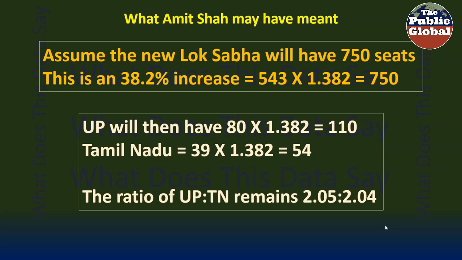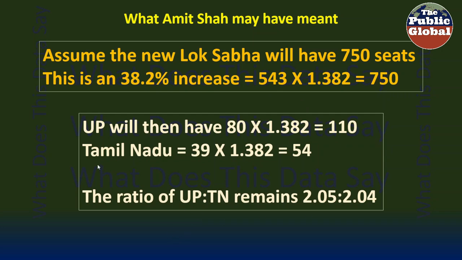So it's quite clear that determining the number of seats in Lok Sabha after 2026, it's not possible to base it on the population. Therefore, it's going to be a political decision. And that's what the southern states are really afraid of. Now, let's try to work out what Amit Shah could have meant when he said the seats will be increased on pro rata basis. I assume that the Lok Sabha after 2026 will have 750 seats, which means this is a 38.2% increase over the 543 seats which we have today.